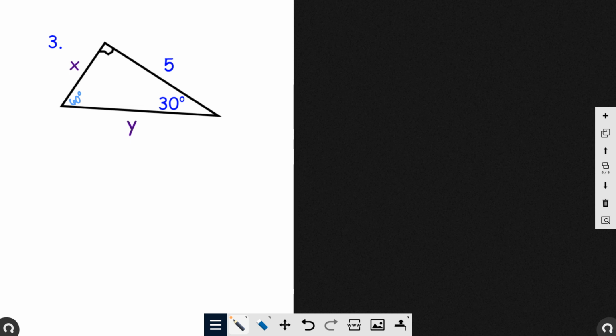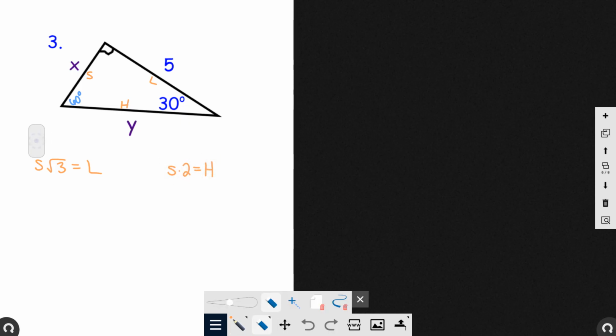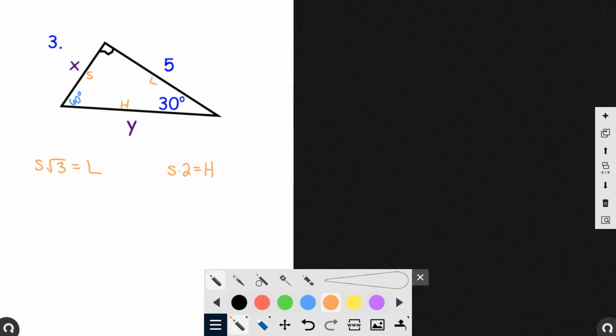What's my short leg? X. What's my long leg? 5. And what's my hypotenuse? Yes, it is kind of flipped around, okay? So just remember, across from the 60 is the long leg. So short leg times the square root of 3 is the long leg. And short leg, multiply it by 2 is your hypotenuse.